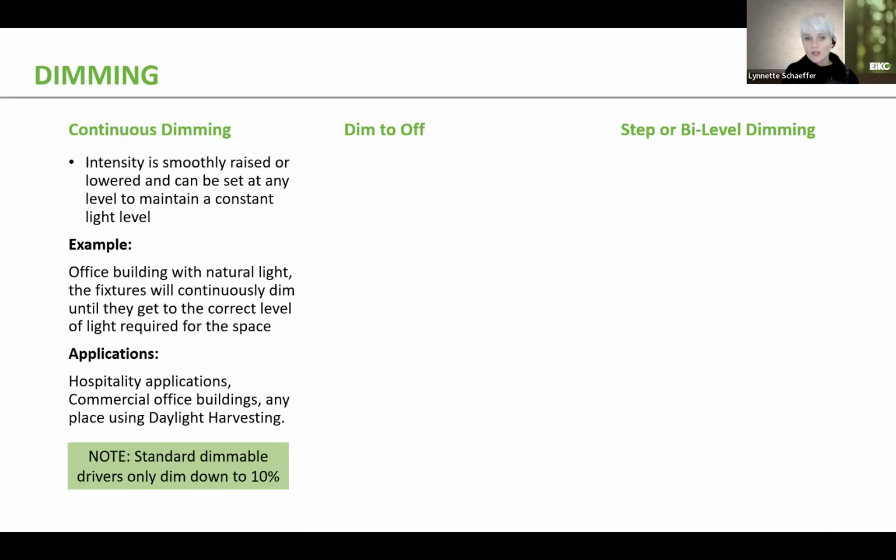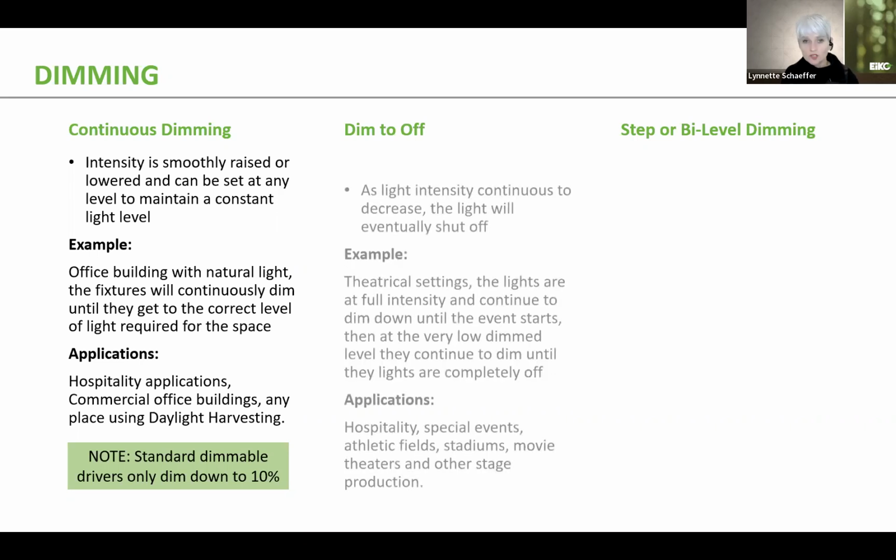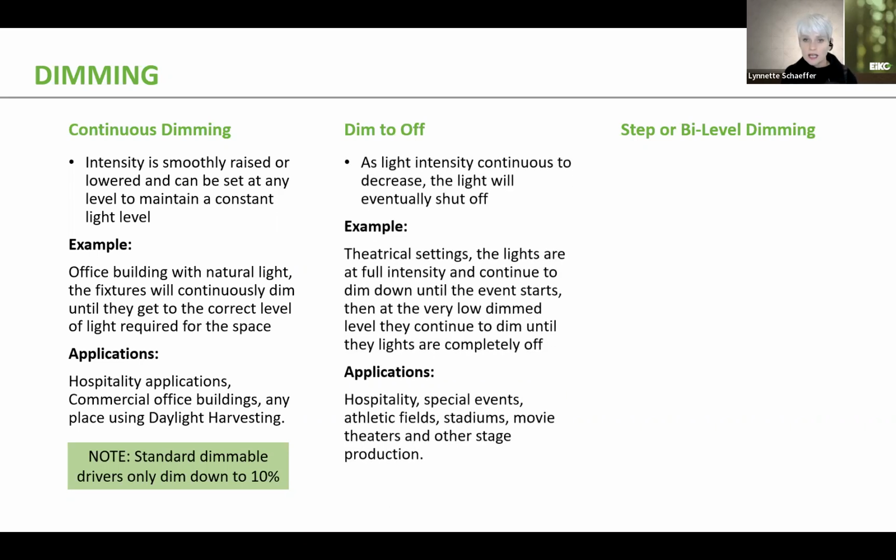That's basically another feature called dim to off, and it will be clearly identified on the driver or on the manufacturer spec sheets, whether or not it has a dim to off feature. Now, speaking of dim to off, if the driver features this, that means the intensity continuously decreases and the power will eventually shut off as you're dimming it, and it will go to a very, very low level.